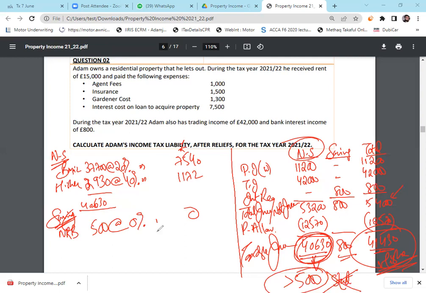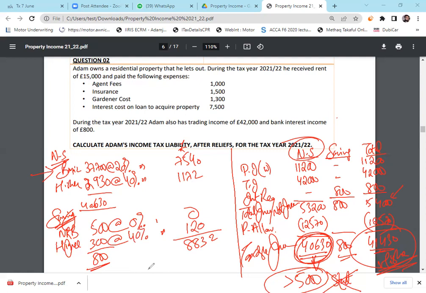Remaining will fall under which band? Basic or higher? The basic band is already consumed, right or wrong? Yes, it's consumed. So out of 800, the remaining 300, and the rate is 40%. Okay, 120. Total is 8,832. Okay, till here, we did it in the same manner which we learned earlier.